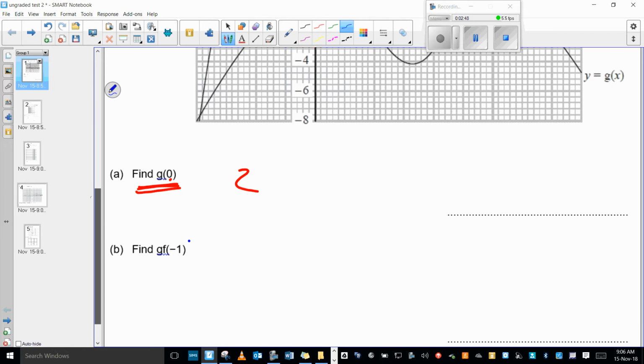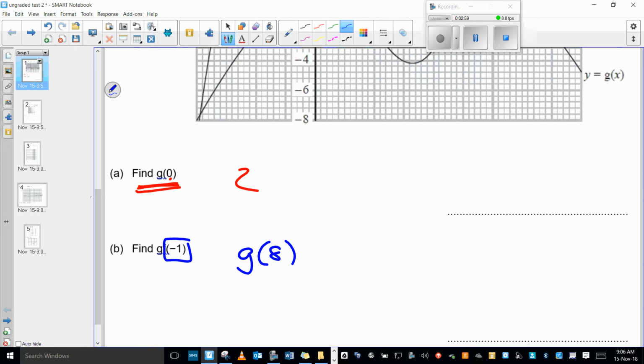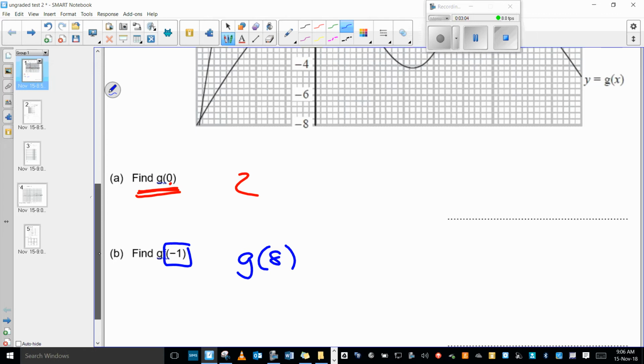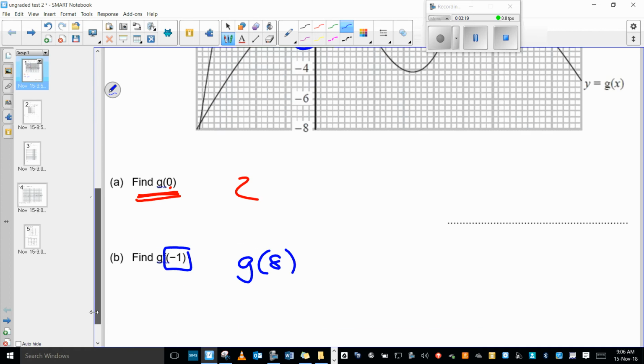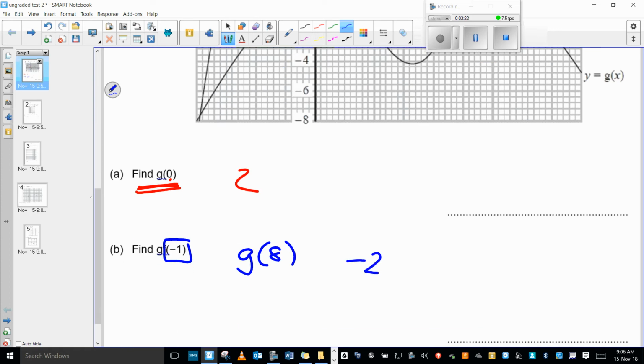So now what we need to do is find g(8), because that's how it works, isn't it? We find the value of the first bit and then we stick that answer into the second function. So now we're finding g(8). Can we see what g(8) is? -2. So again, we're finding 8 on the x-axis, reading down, -2. Whilst we haven't done many of those, do you understand how they work out?